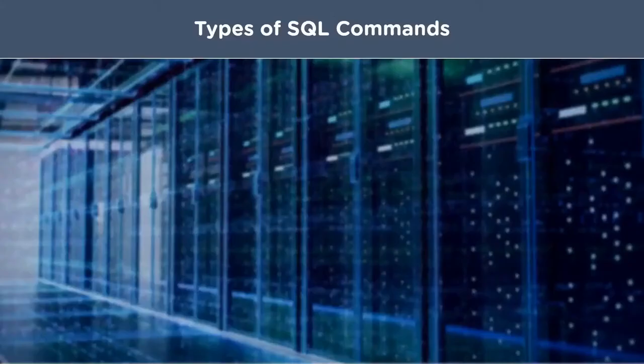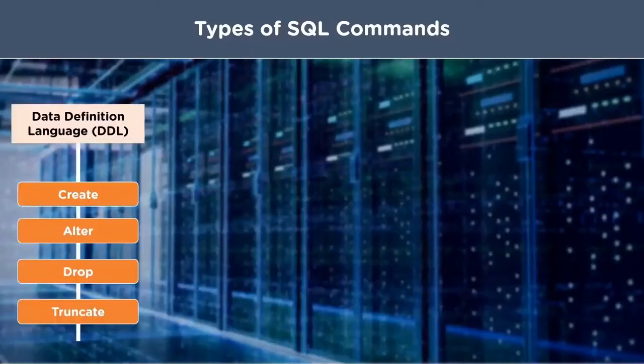There are mainly four types of SQL commands. So first we have data definition language or DDL. DDL commands change the structure of the table, like creating a table, deleting a table, or altering a table. All the commands of DDL are auto-committed, which means it permanently saves all the changes in the database. We have create, alter, drop, and truncate as DDL commands.